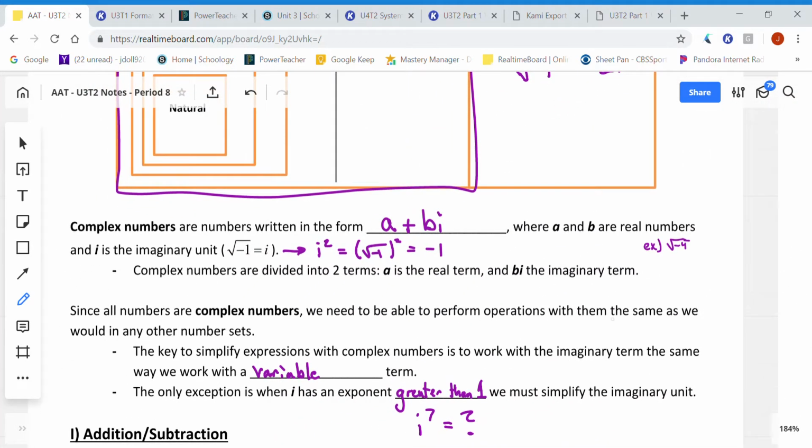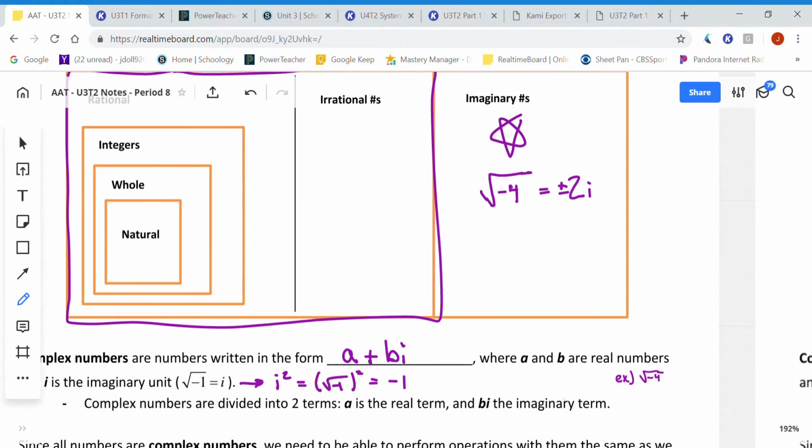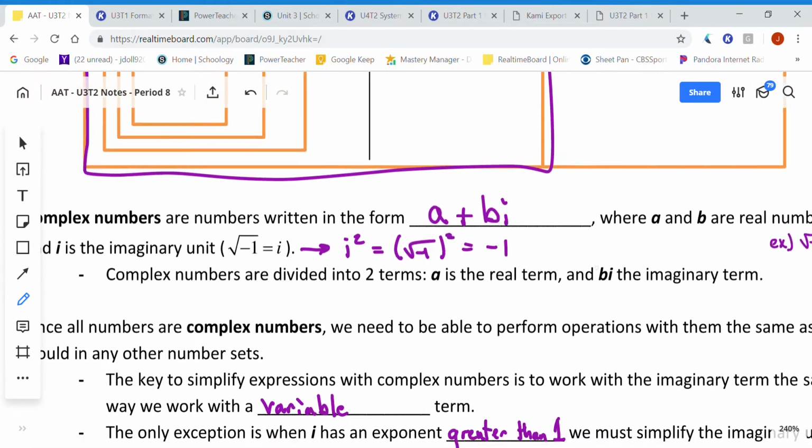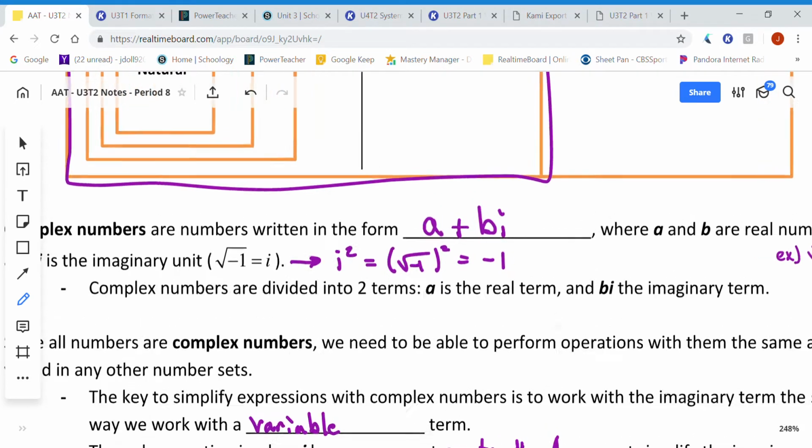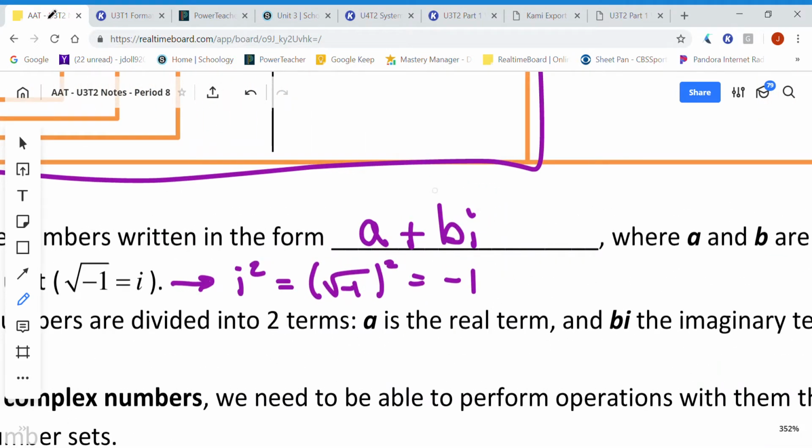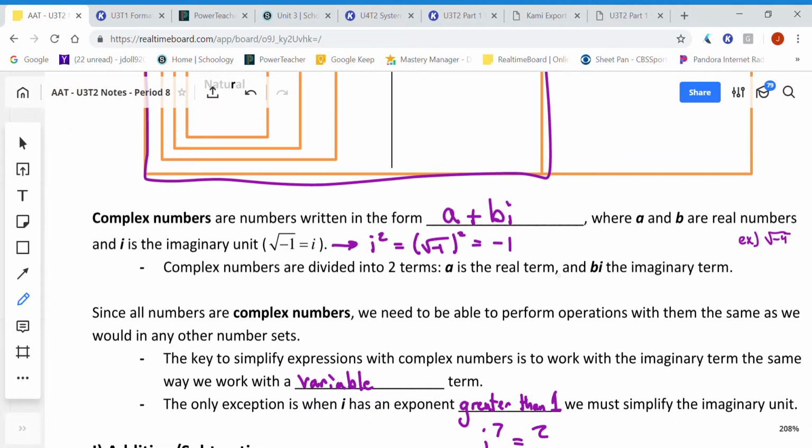I believe we discussed in class the reason this number set was created was because mathematicians wanted an answer to deal with the square root, or technically any even root, of a negative number, which does not exist in the real numbers. Like your calculator tells you, error, non-real answer. So in creating this imaginary number set, they allowed for what we call the complex numbers. And we discussed this in second period and eighth period. We'll just go over this really quickly here.